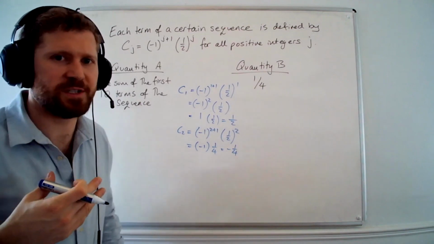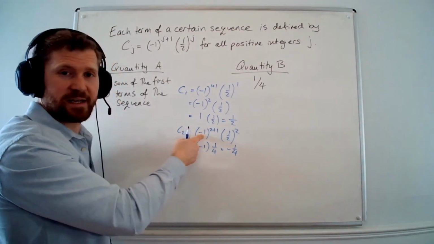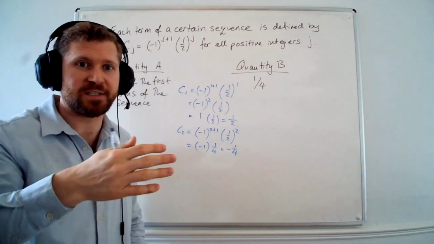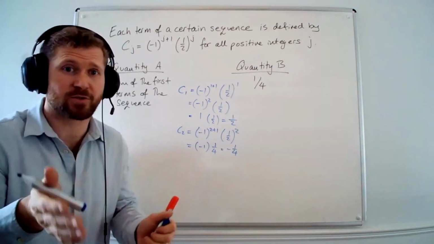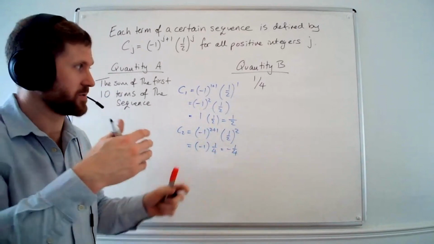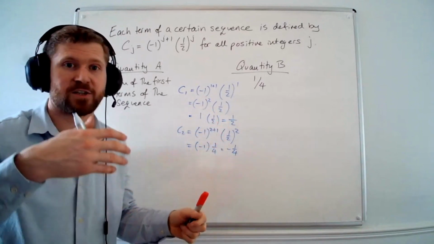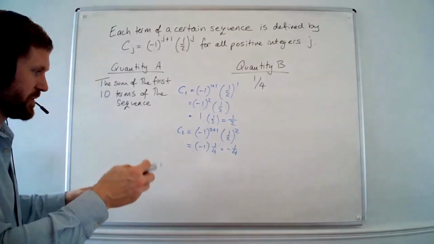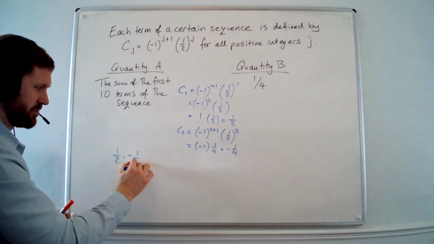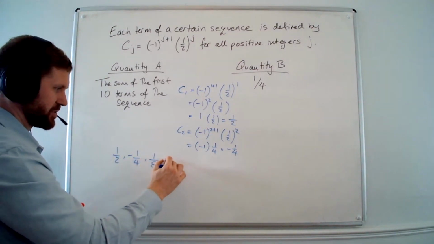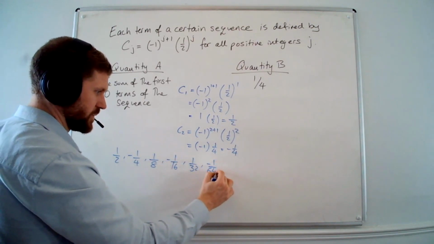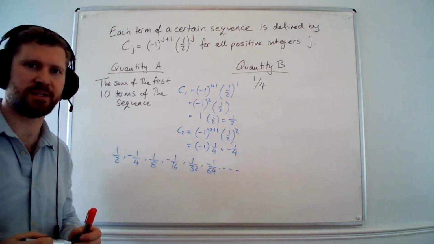Now, what I hope you're seeing as we do this is that the power of this -1 is going to bounce back and forth, odd, even, odd, even. And so the terms are going to go positive, negative, positive, negative. They're just going to alternate back and forth. The power of the half is going up by 1 each time. So it's going to be a half for the first term, a quarter for the second term, an eighth for the third term, a 16th. And so we can begin to write out the terms of the sequence. First one's a half, second one's -1/4, third one is an eighth, fourth one is -1/16, and you can keep going as long as you want to see the pattern here.